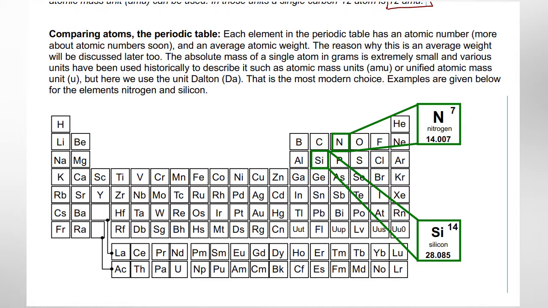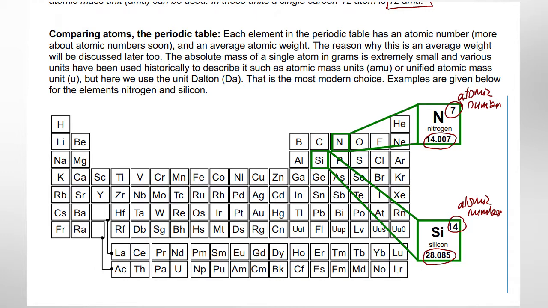Each atom in the periodic table has its own atomic number. So, for instance, for nitrogen, the atomic number is 7. For silicon, the atomic number is 14. More about atomic numbers soon. In this particular context, we're concerned about the average atomic weight. We've already decided that that's where they are on the table. So nitrogen has an average atomic weight of 14.007. Talk about units in a minute. Silicon has an average atomic weight of 28.085.